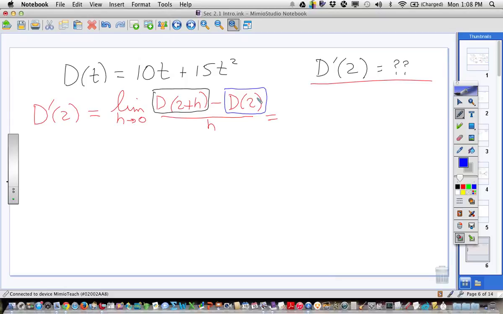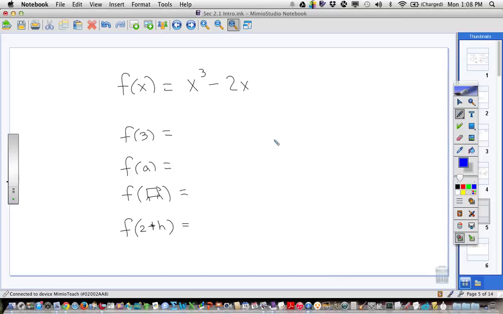Oh, it was on that table? Yeah, but let's pretend we didn't have that table. You just plug a 2 in for t, right? D of 2. Now, that's why I had this page here. We should take a little side trip, but don't write this down. But if I tell you that f of x is this, then how do you find f of 3?